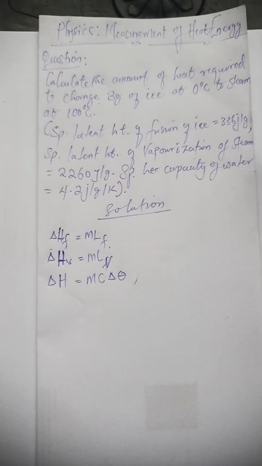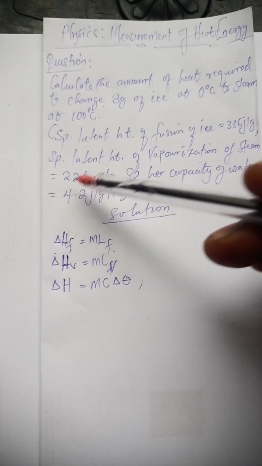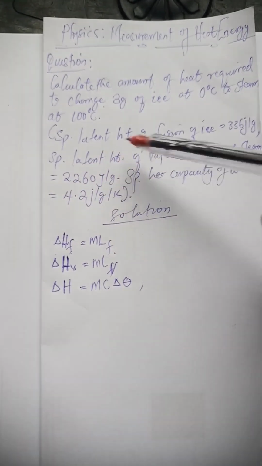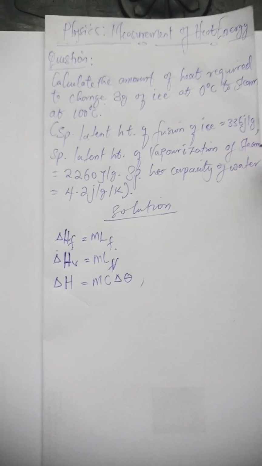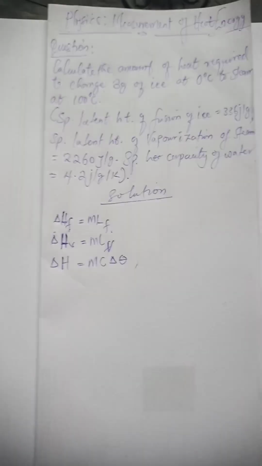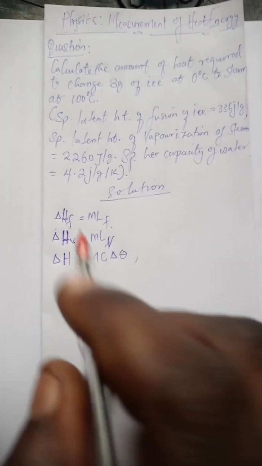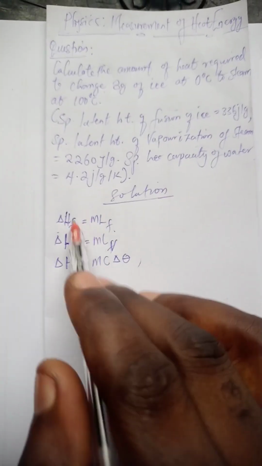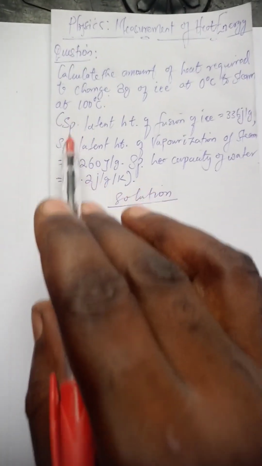Specific latent heat of vaporization of steam is 2260 joules per gram. Specific heat capacity of water is 4.2 joules per gram per Kelvin. Now, if we want to solve this, first we have to bring out these three parameters, which is gotten from this constant given.